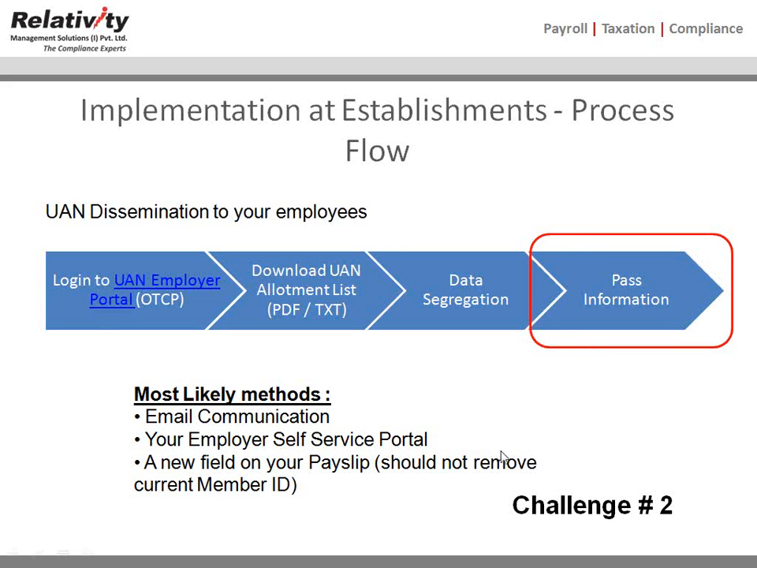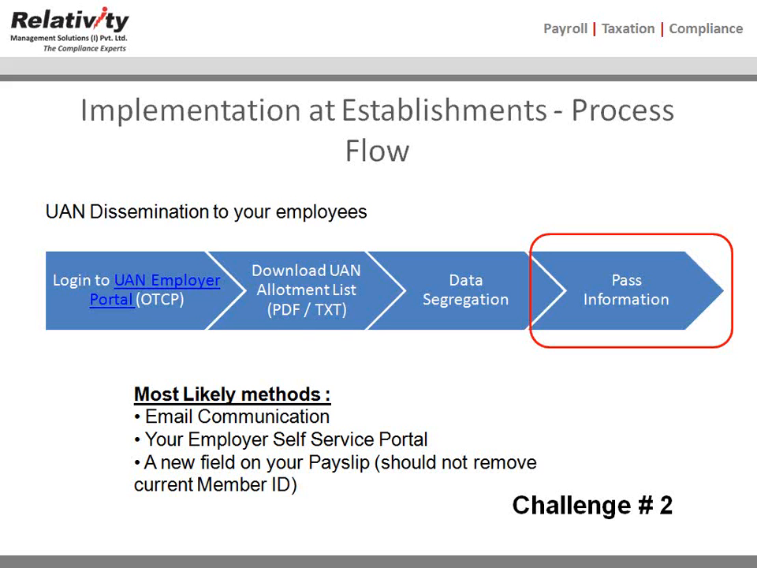That's also one way. Another peculiar way that I came across through one of my known sources is when I saw that they incorporated a new field in the payslip itself, which also spoke about UAN. They did not though remove the current member ID, because the current member ID will continue to be the identifier in your respective establishments. So these are the three most likely ways or methods of communication. When we discuss these challenges, we will interact more and we will understand what are the other different ways that you have already explored.